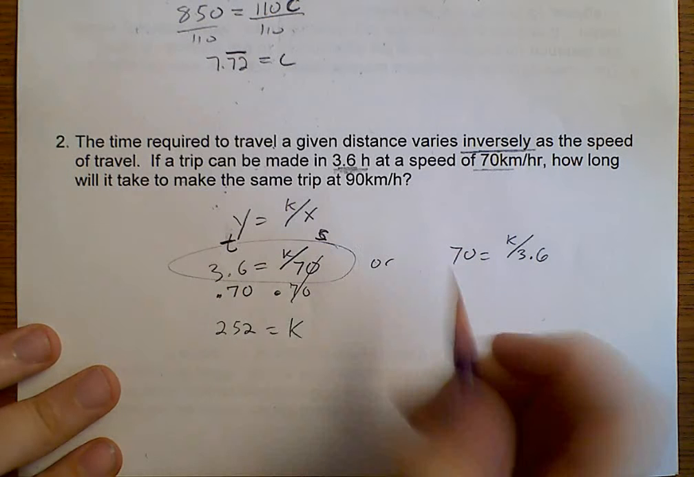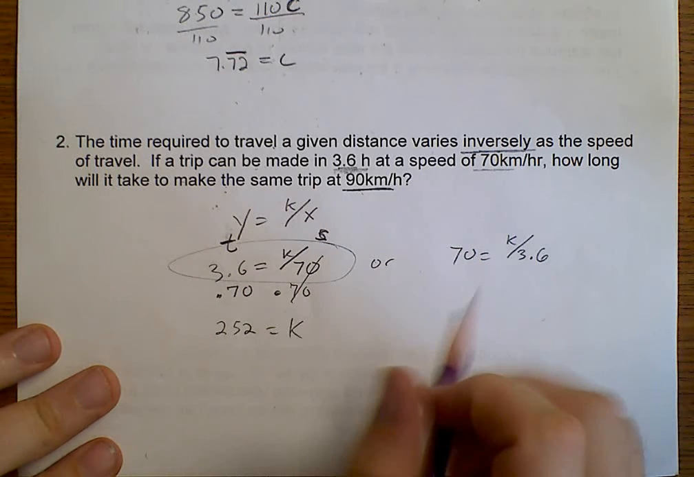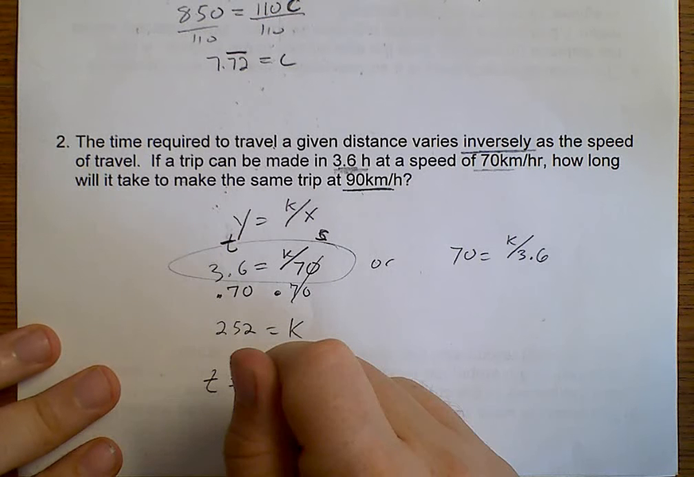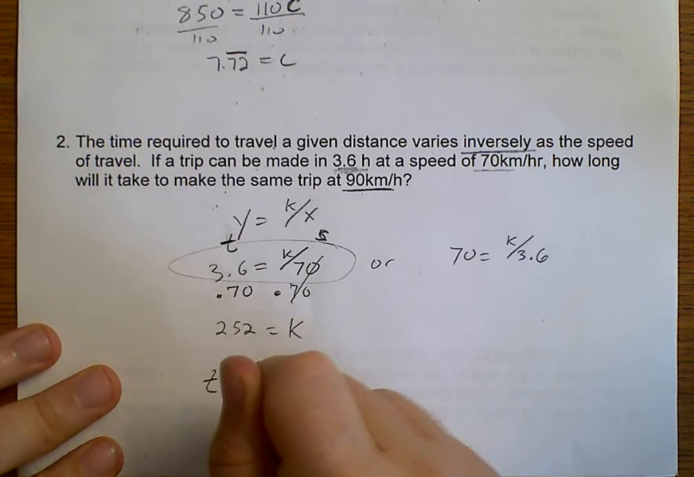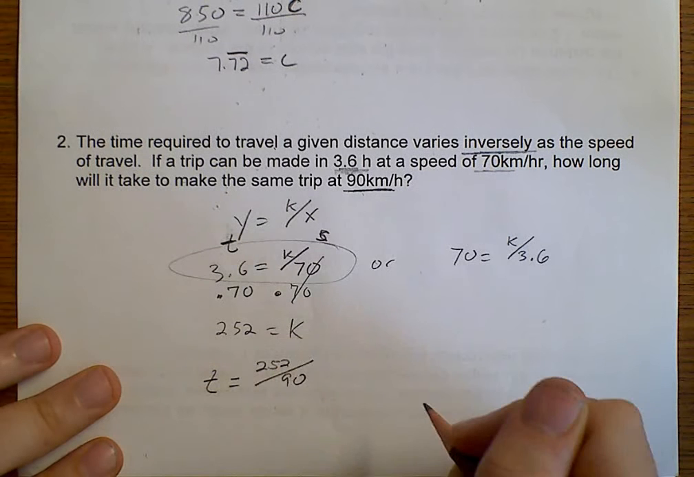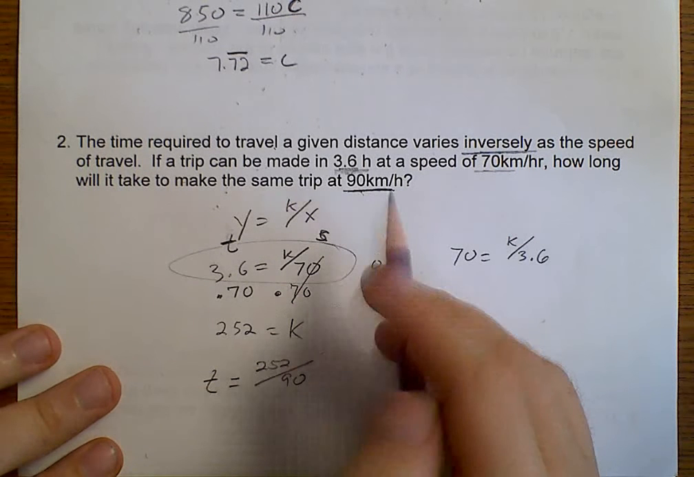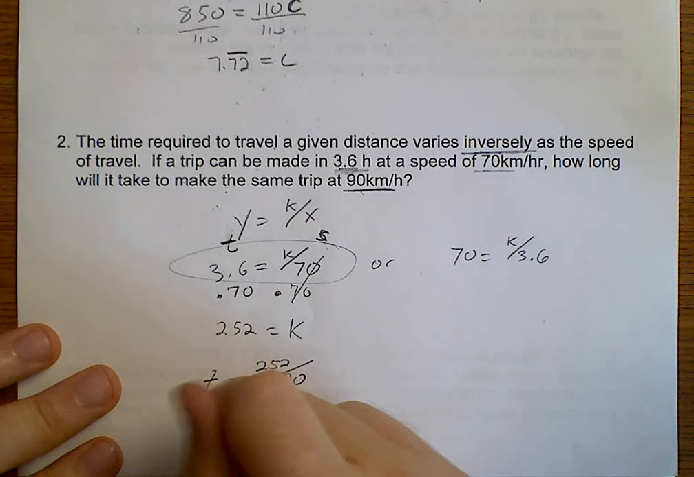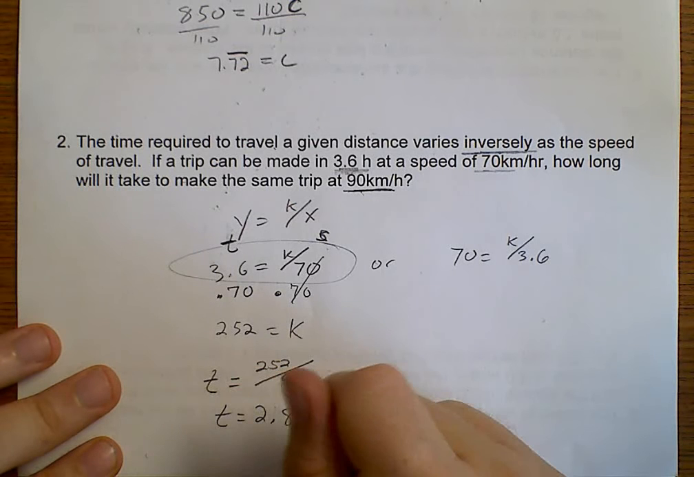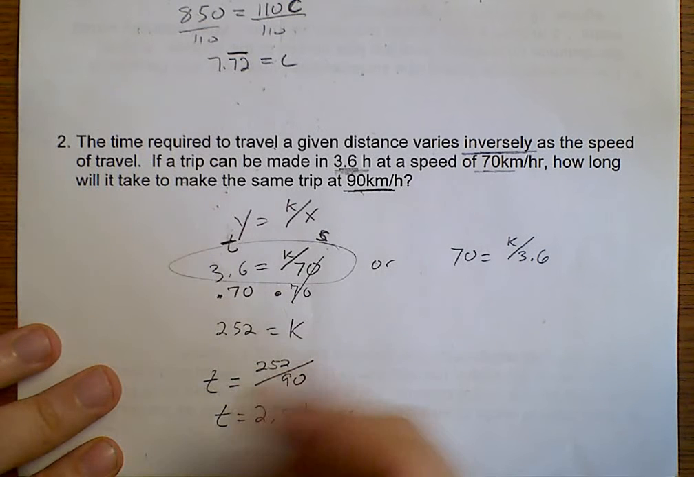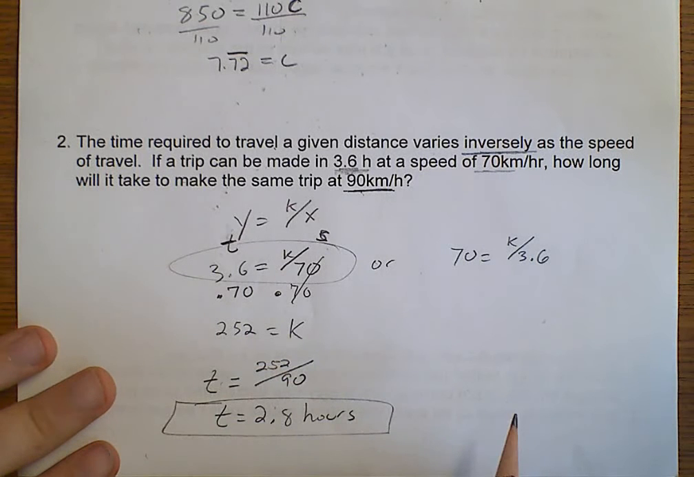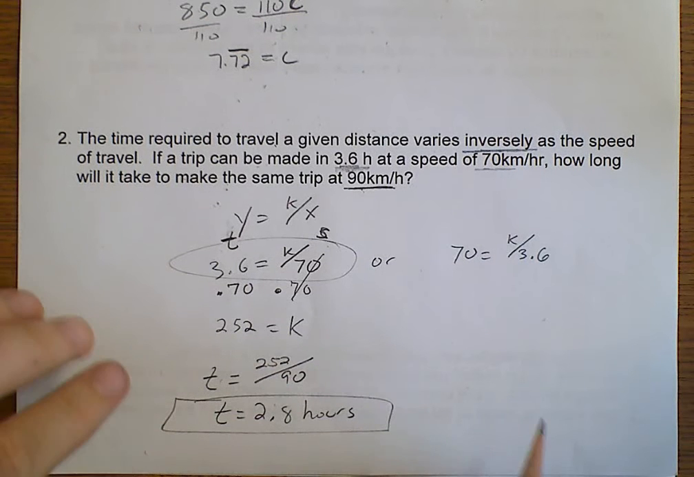So now we're given a speed of 90 kilometers per hour. So the time equals 252 divided by 90, because this is our speed. Well, 252 divided by 90 is 2.8. So the time is 2.8 hours. Let's go ahead and look at number 3.